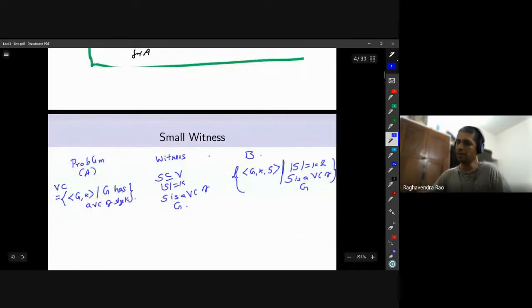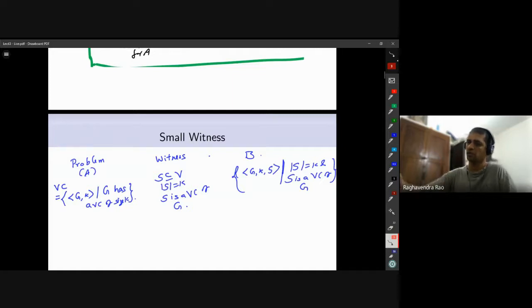Now is B in P? Given a graph and a value K and a subset of vertices, to check if the subset is a vertex cover, all we need to do is run through all edges and see every edge has at least one of its endpoints in S. So this is easily verifiable. And what is the size of the witness? Size of the witness is at most n. If you write in bit notation, assuming that vertices are labeled 1 to n without loss of generality, the label of a vertex can be represented in log n bits. So at most n log n bits.